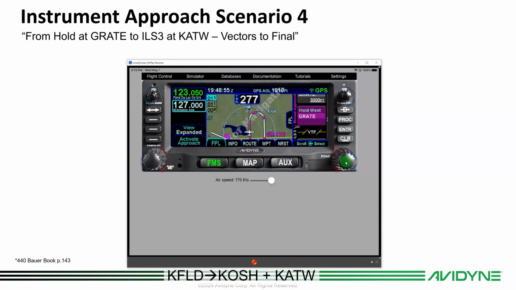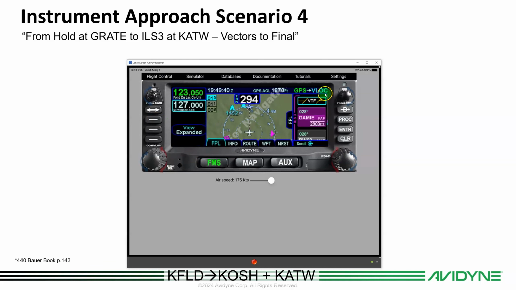Let's go back here. There it is. We're on vectors to final, so there's a gap in the route. We haven't told it how we're going to get to the GAMI intersection. So what we're going to do is place the cursor on the vectors to final block, so we can either touch it or scroll up with our knob. There we go. Activate vectors to final. So now let's hit that.